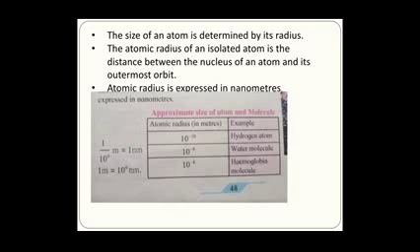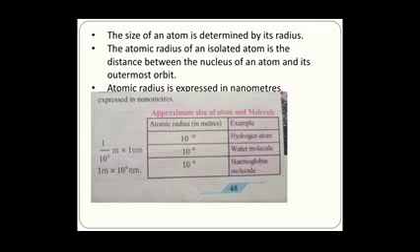The size of an atom is determined by its radius. Atomic radius of an isolated atom is the distance between the nucleus of an atom and its outermost orbit. This is very important. You all know how to draw a circle and how to measure the radius. So here we are talking about the atomic radius. Atomic radius is expressed in nanometers.